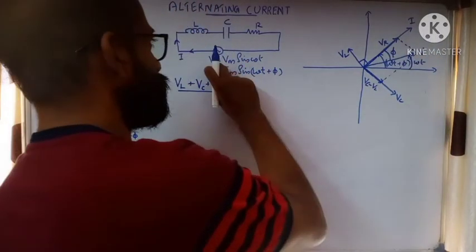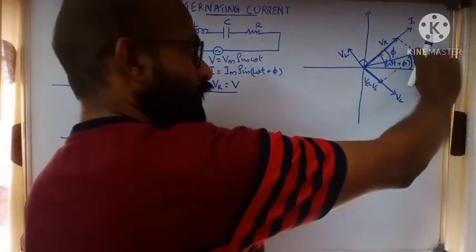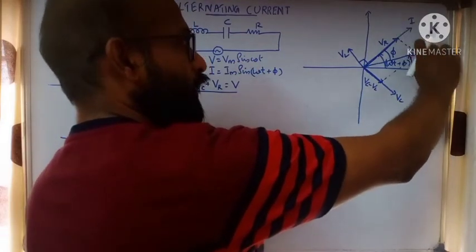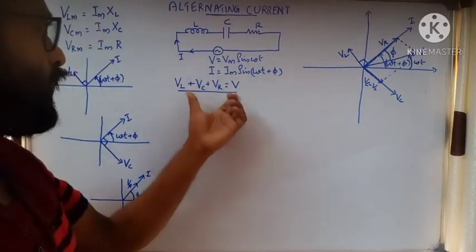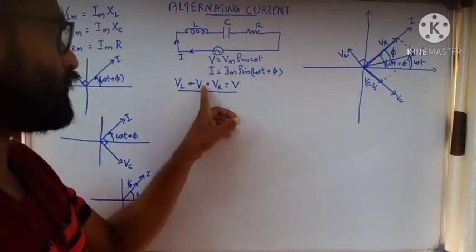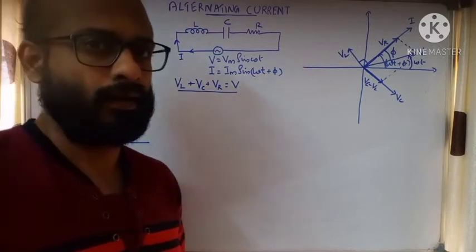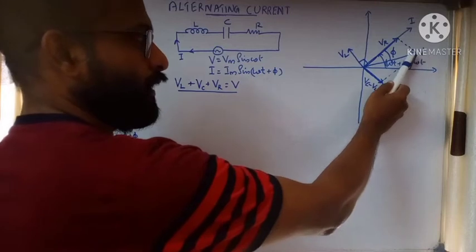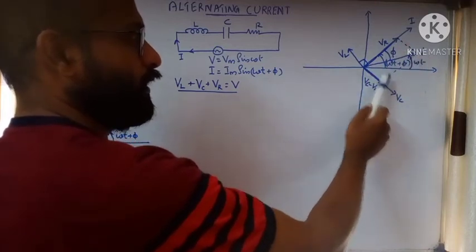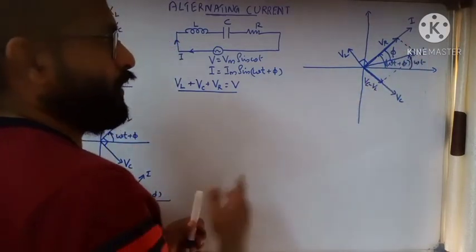This is the net voltage, having the equation Vm sin omega t. This is the phasor corresponding to the net voltage, and this is the current. So we have got the equation: net voltage equal to VR plus Vc plus VL. Now we need to solve and find the value of V.